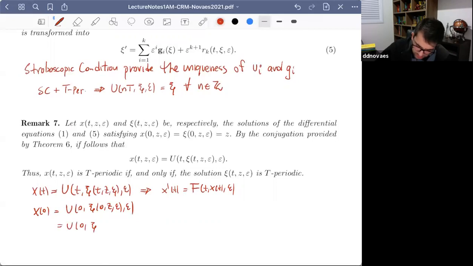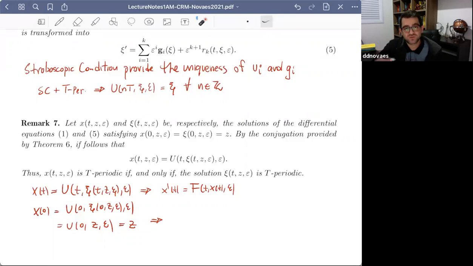And the initial condition is u(0, kc(0, z, epsilon), epsilon), which by definition is equal to u(0, z, epsilon), and from the stroboscopic condition it is equal to z. Then we have that this x and x(t, z, epsilon) satisfy the same initial value problem. So x(t) is actually x(t, z, epsilon).